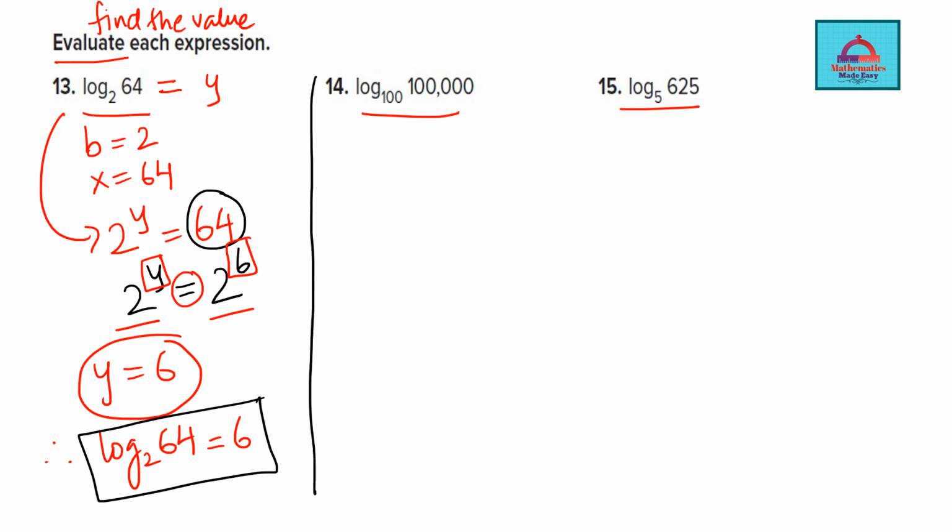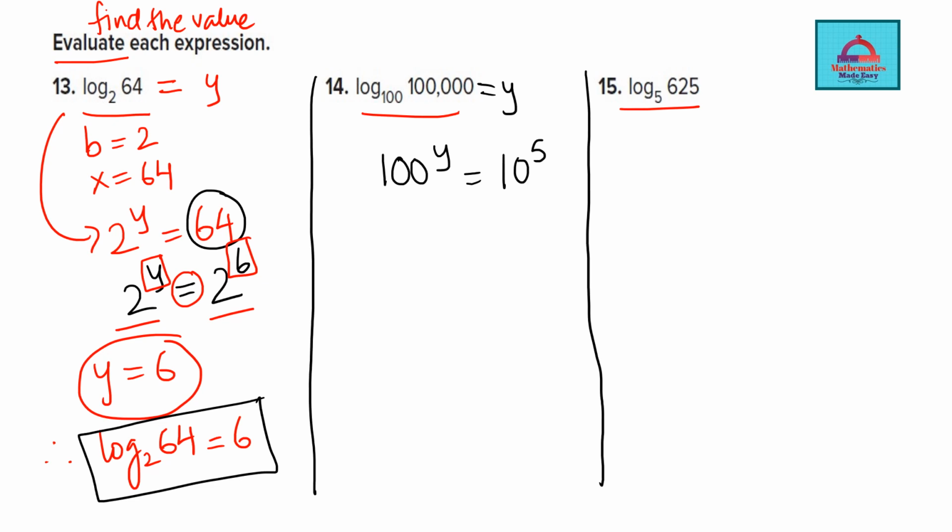Let's follow the same method. I will put this equal to y and now convert to exponent form. So in exponent form, the base is 100. So 100 to the power y is equal to this big number. Now let's count how many zeros it has. 1, 2, 3, 4, 5. So I can write 10 to the power 5. Now 100 I can also write as 10 to the power 2, and already there is a y, so both get multiplied.